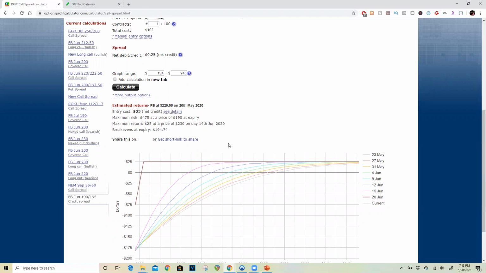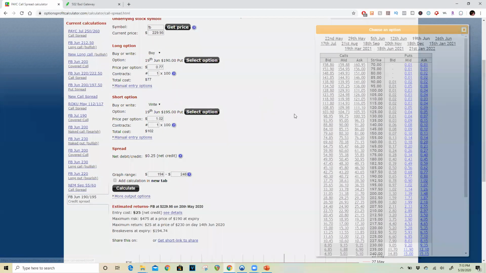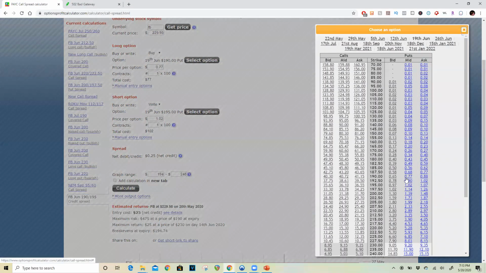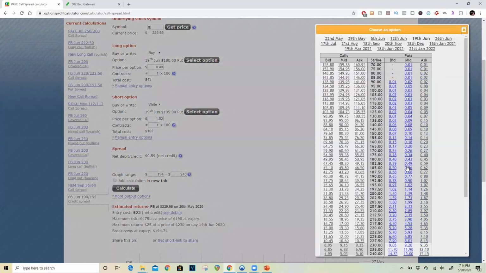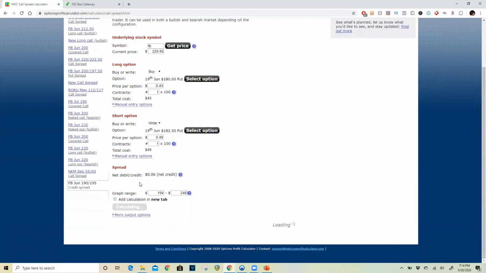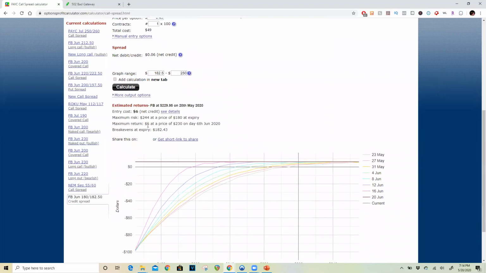Okay? Again, if you want a higher probability, go further below. Instead of a $190 put, go to $180, and you sell the $182.50 put. Hit calculate. You get a far lesser return, but a much higher probability. Okay? And usually, since the risk is, say, $244 now and 400 something in the previous case, your brokerage typically sets aside $500 as collateral just in case you do lose this bet.